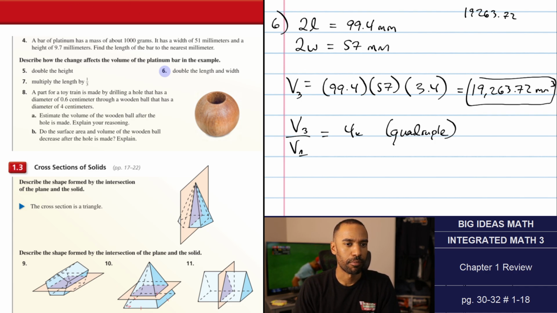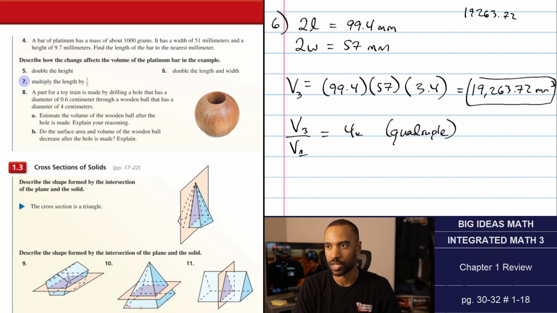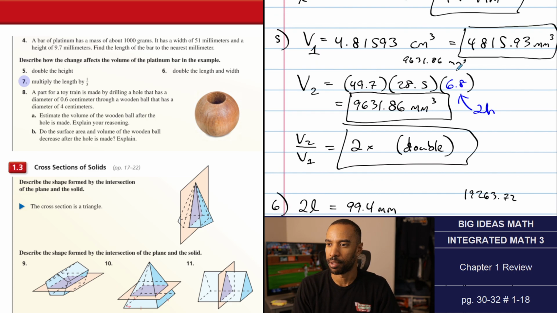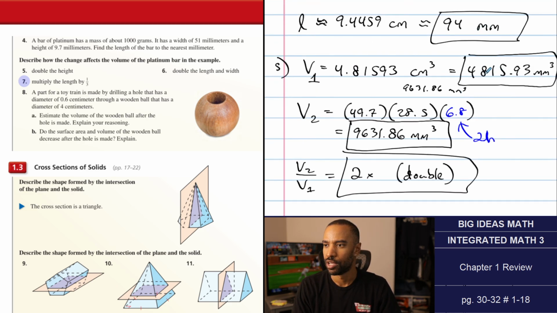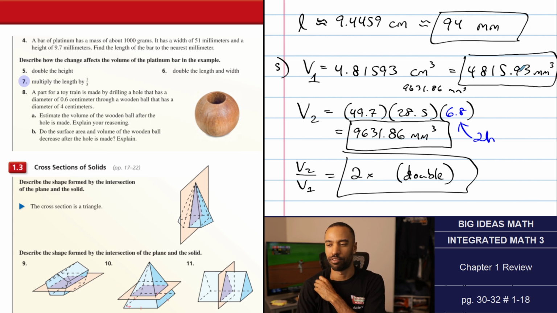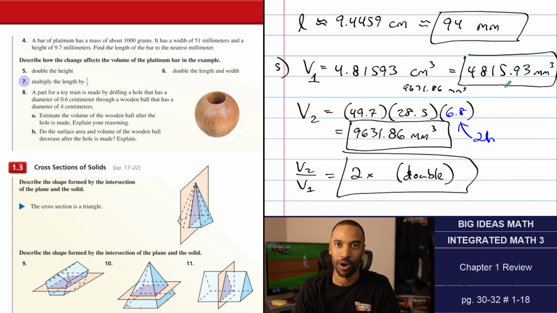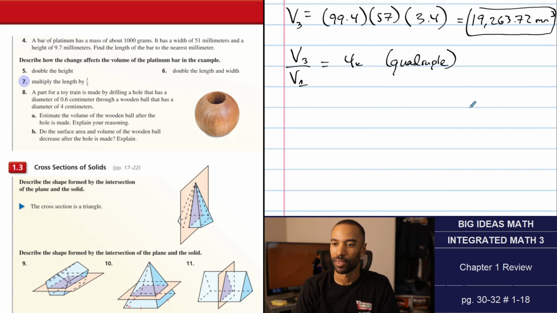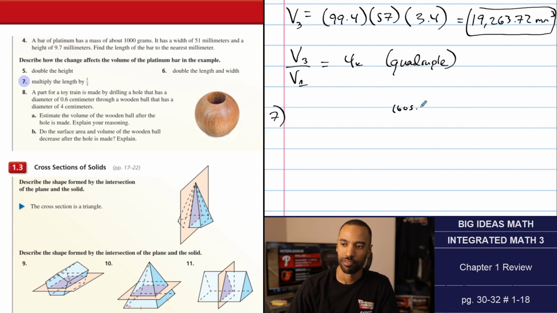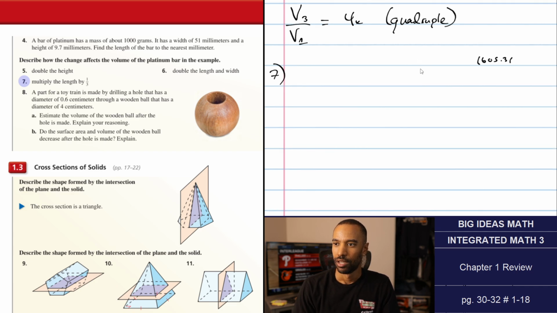There we have it. Number 7, multiply the length by 1/3. We're taking a single dimension 1/3 times. That means we're dividing our original volume by 3. The original volume was this 4815, and we're dividing that by 3. I'm no good at that. Oh, maybe I am. 1605.31. 1605.31, I believe, is going to be that one. Okay, I'm feeling mentally okay with some of my math right now.